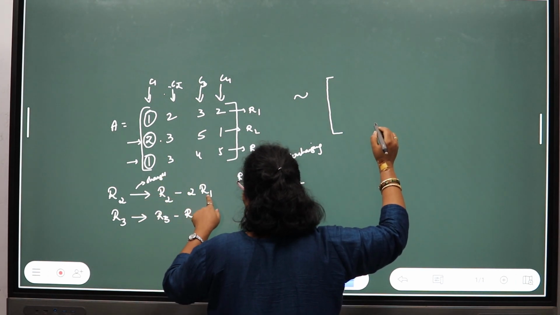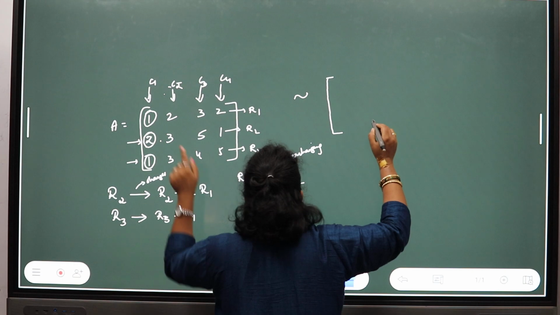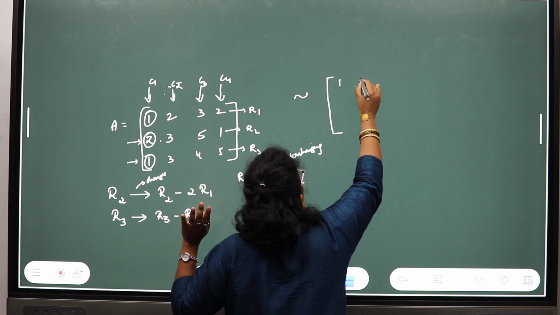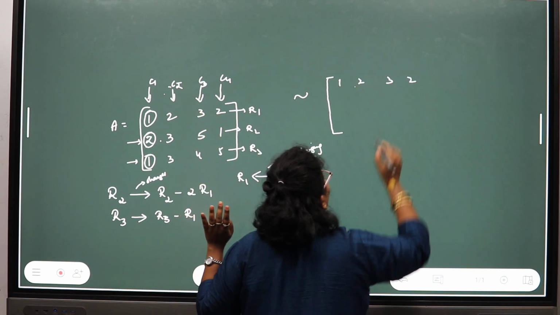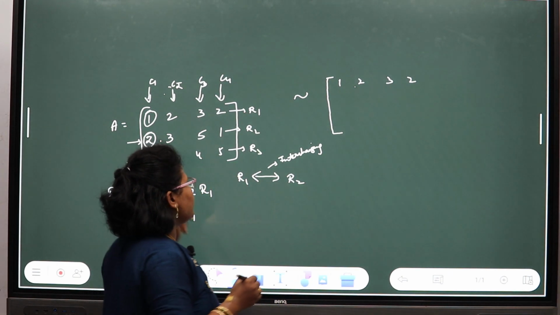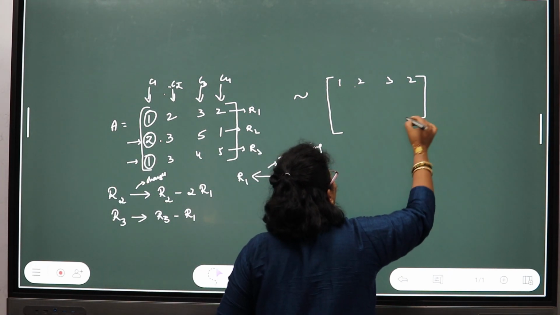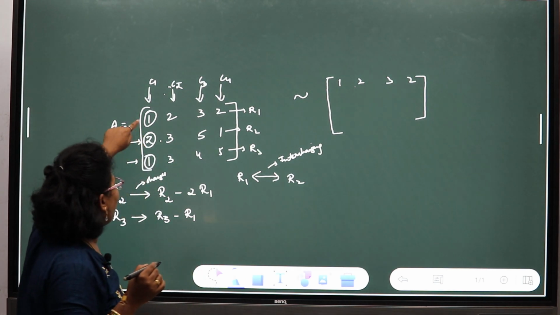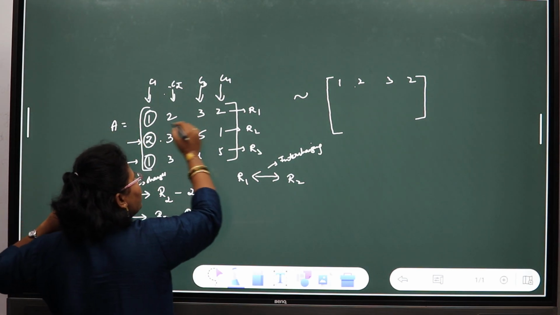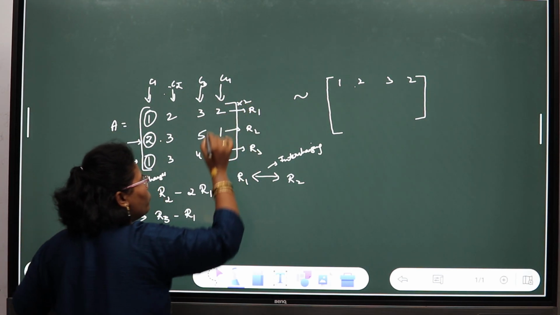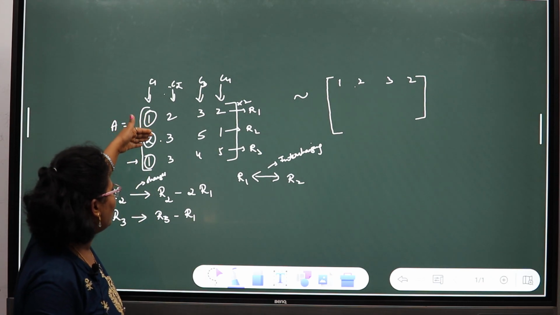So I am changing R2 and R3. I am not changing R1. I write R1 as it is: 1, 2, 3, 2. Now I am changing R2. How am I changing R2? R2 minus 2 times R1. That means this entire row must be multiplied with 2 and subtracted from your R2.